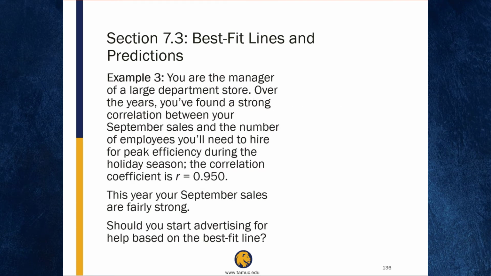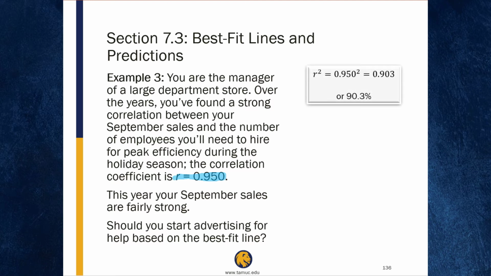So here's an example. It says, you are a manager of a large department store. Over the years, you found a strong correlation between your September sales and the number of employees you'll need to hire for peak efficiency during the holiday season. The correlation coefficient is R equals 0.950. So that means higher September sales corresponds well with higher amount of employees during the holiday season. So this year, your September sales are fairly strong. Should you start advertising for help based off of this correlation coefficient and the prediction made by the best fit line?